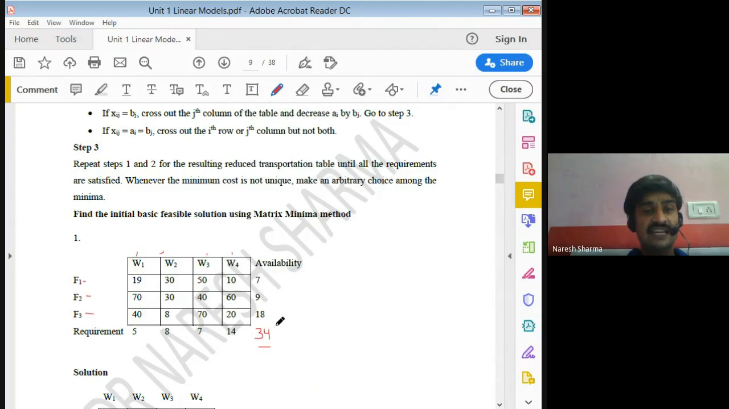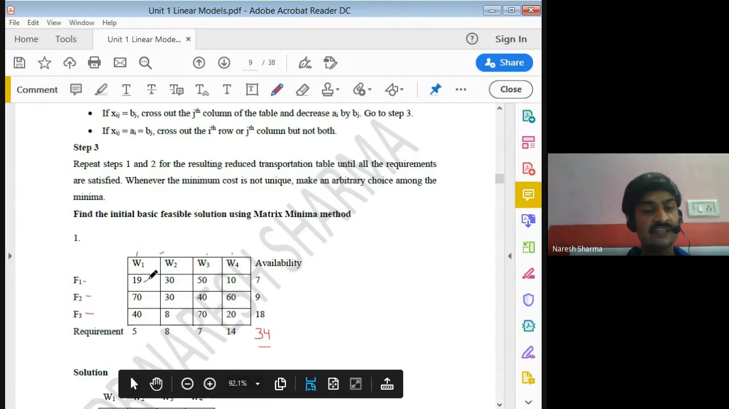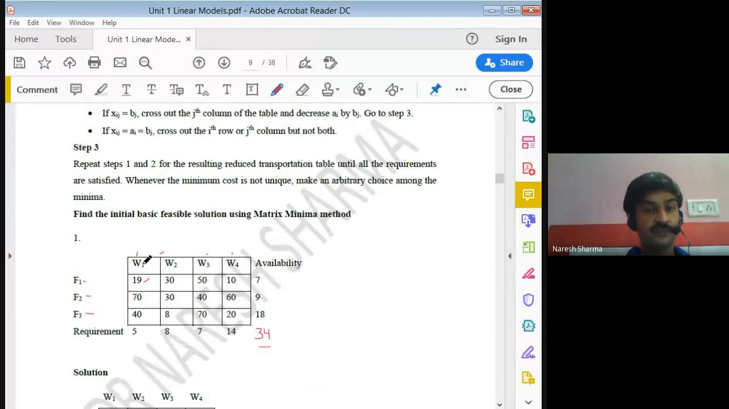So this method says, as in step 1, find out these costs respectively. From factory f1 to w1, if we send the product, the cost per unit is 19. Similarly, factory f1 to warehouses w2 is 30, 50 and 10 respectively. This least cost entry method says find the minimum value in this complete table, the minimum cost. If you see here, the minimum cost is 8.